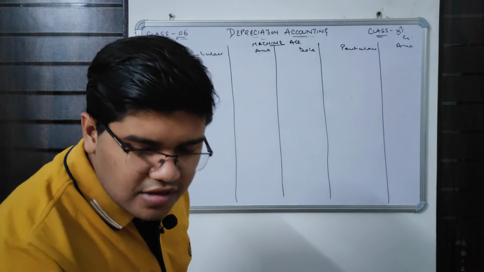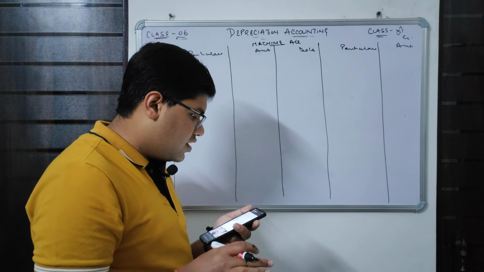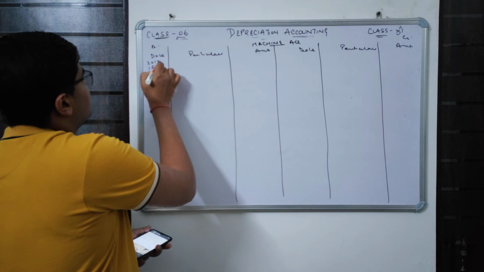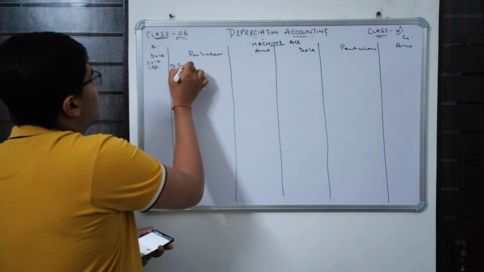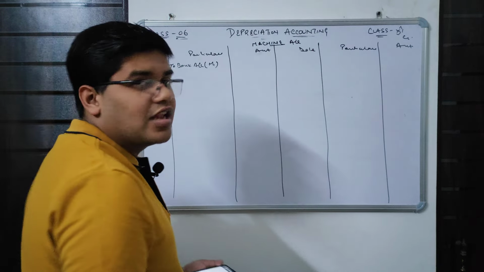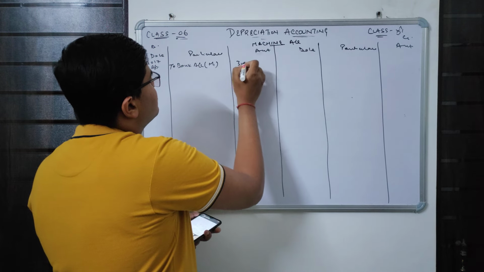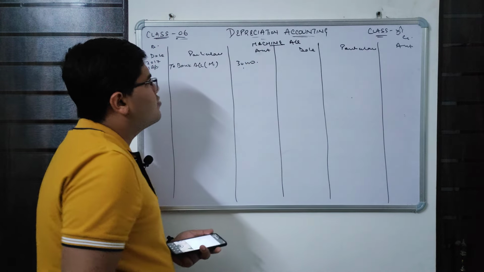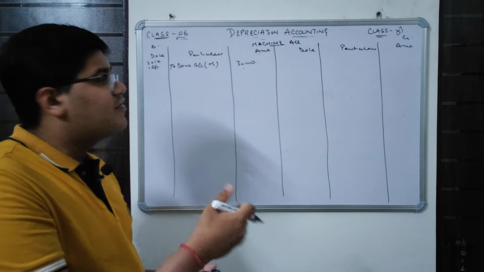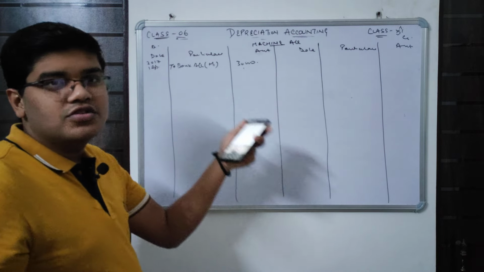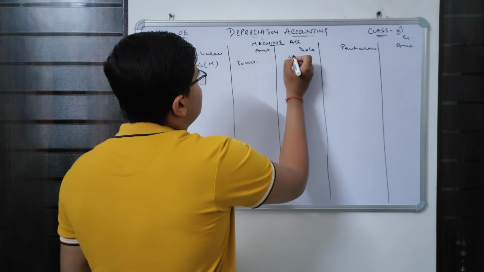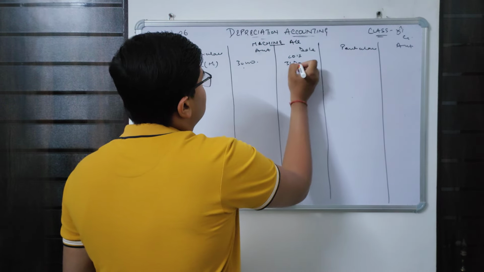The first machinery we are purchasing on 1st April 2017. So you have to write 2017, 1st April, to bank account. You can write M1. That is, we are purchasing machinery 1 at rupees 30,000. The depreciation will be charged on 31st December, because the books of accounts are closed on 31st December. The company is following the calendar year. So we'll write here 2017, 31st December.